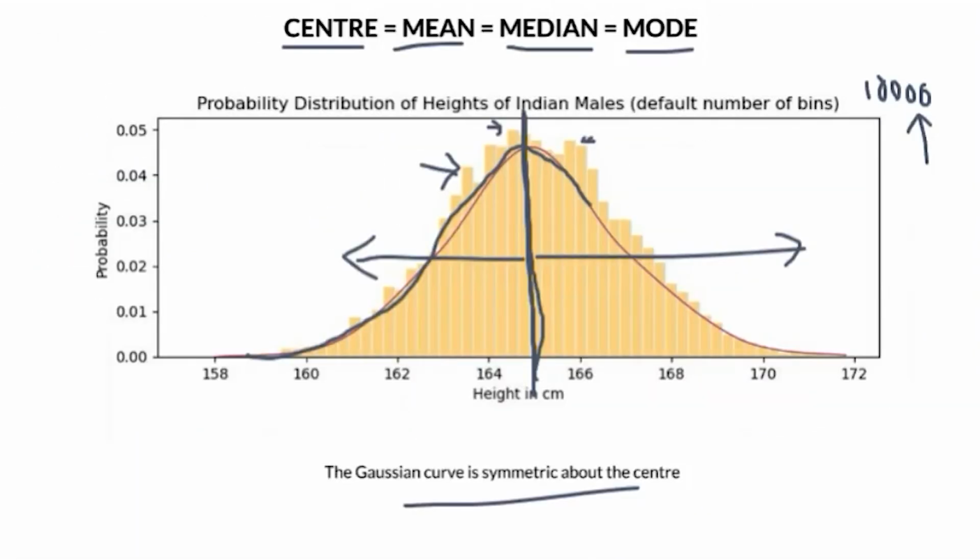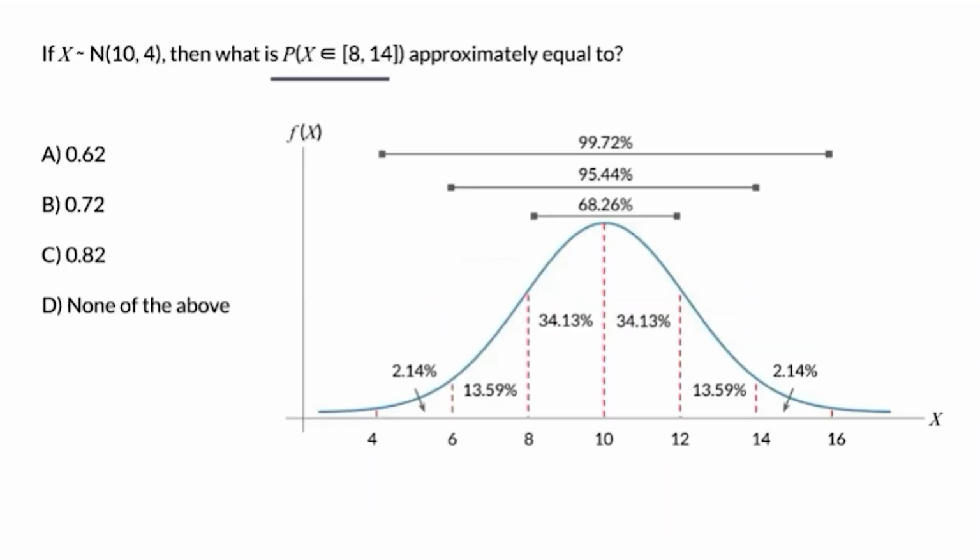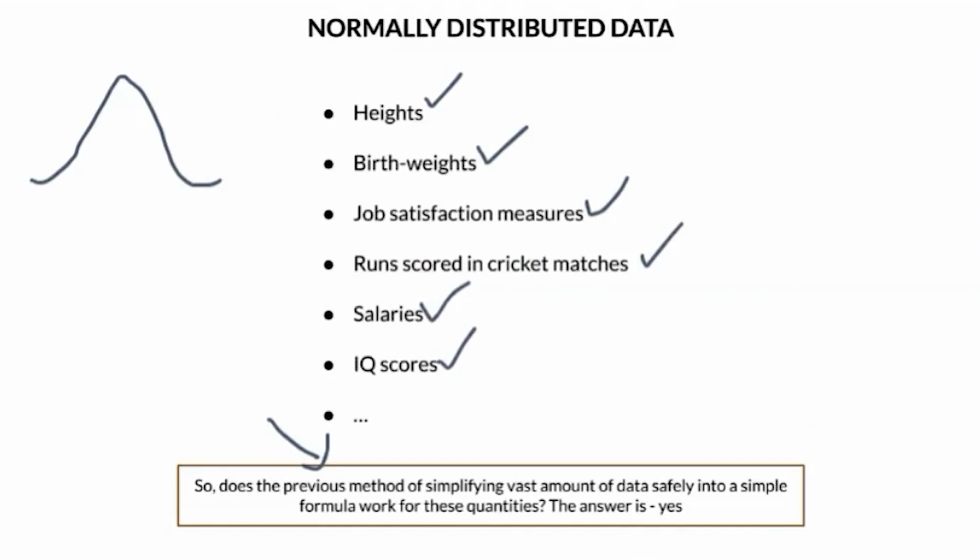Let's see the formula in the heights case. In the heights case, this was the formula, right? f(x) = 1 / (σ√(2π)) e^(...), and you put the mean value and the standard deviation value in the correct places. Okay. Does this work for all these other things? Age, birth weight, salary, and everything else?